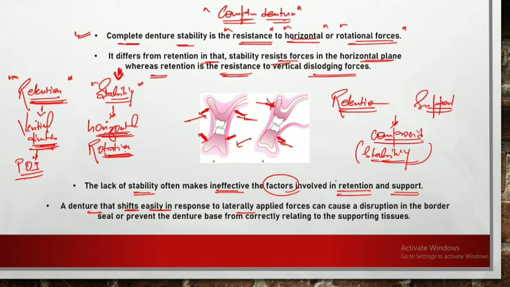This shift of the denture can cause disruption in the border seal. The peripheral seal which we discussed in part 1, in the retention of the complete denture, is going to get disrupted and prevent the denture base from correctly relating to the supporting tissue. So if the denture is not stable enough, there will be loss of what? Peripheral seal again and again, which will not let the denture seat correctly on its supporting tissues. I hope this much is clear.